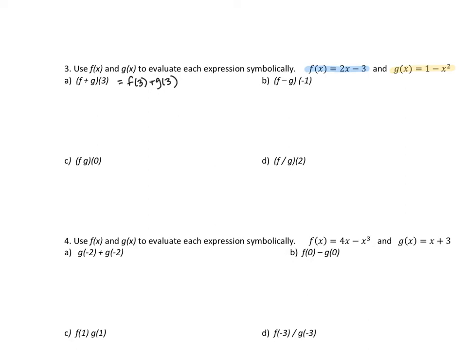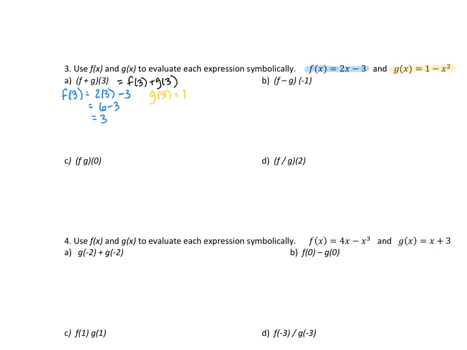So I'm going to start by finding f of 3. Remember, that means I'm plugging 3 into the equation wherever I see an x. We'll have 2 times 3 minus 3. Order of operations, multiplication comes first, so that's going to be 6 minus 3, or 3. So this is the first part we have, our f of 3. Now we need to find our g of 3.